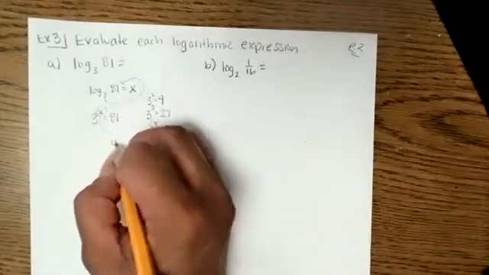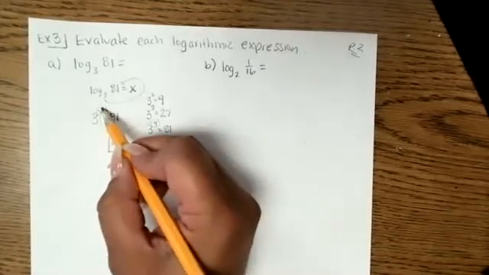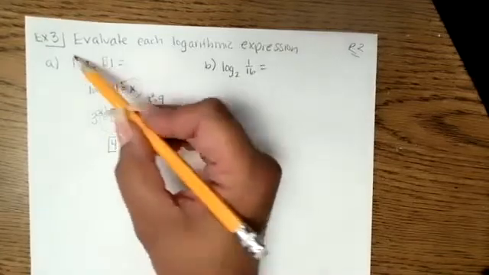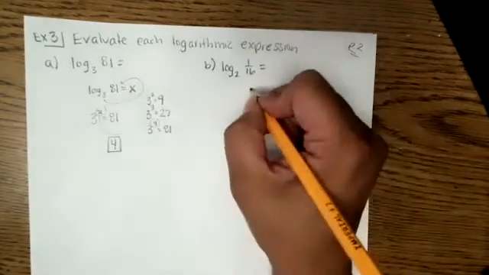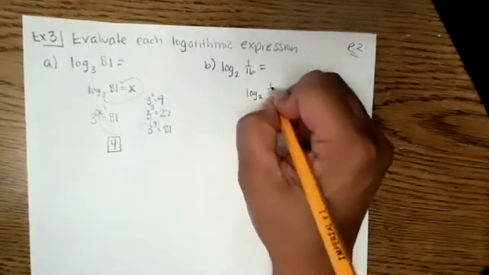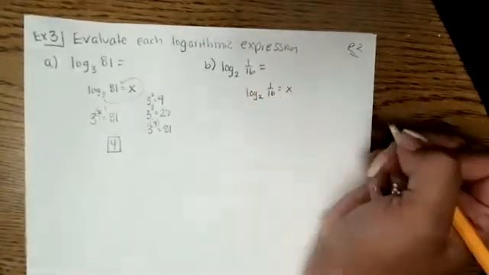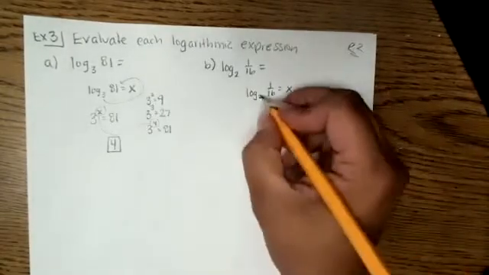So my answer here is going to be the number 4. 3 to the fourth power equals 81. So if you have log base 3 of 81, that's going to equal 4. I'm going to set that equal to x.